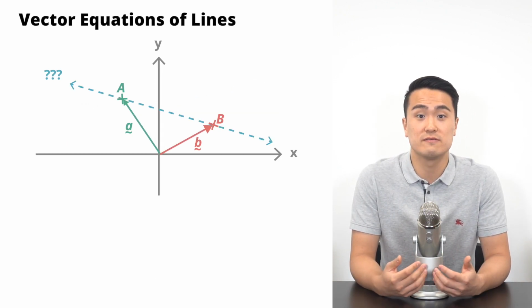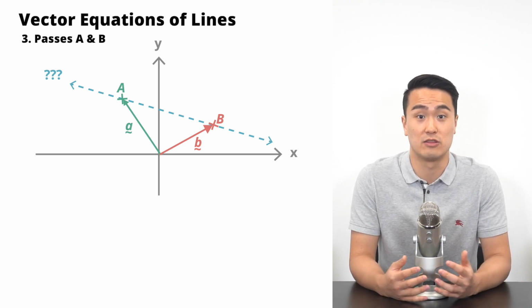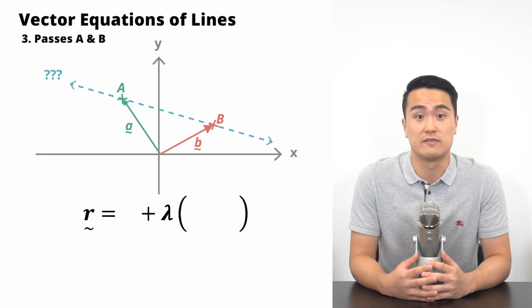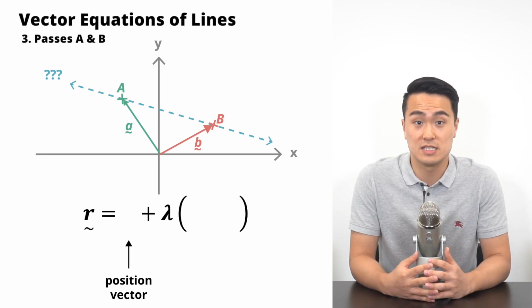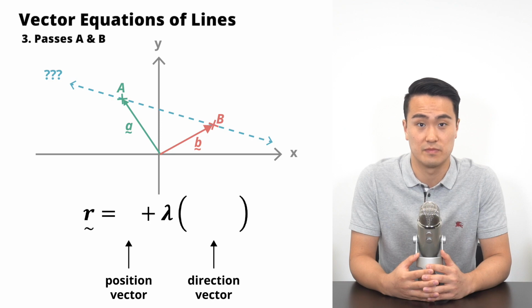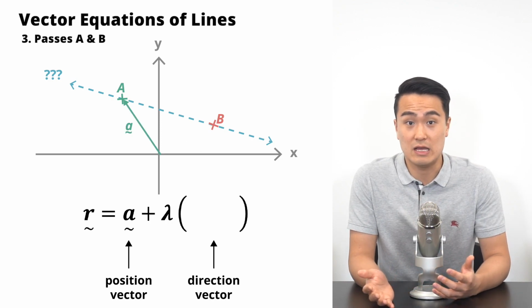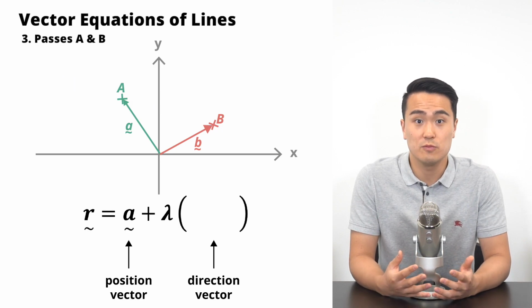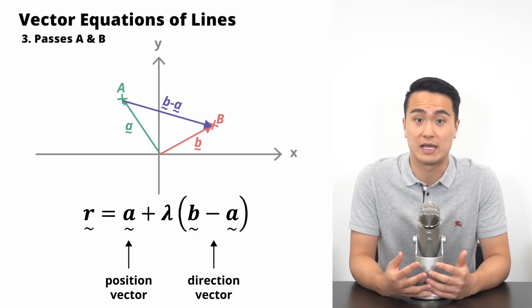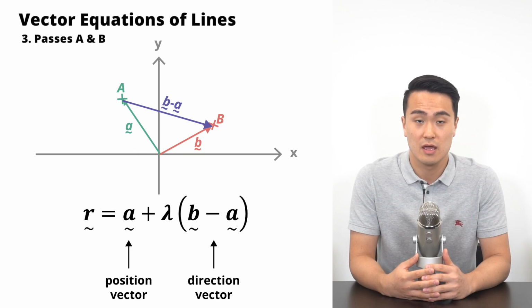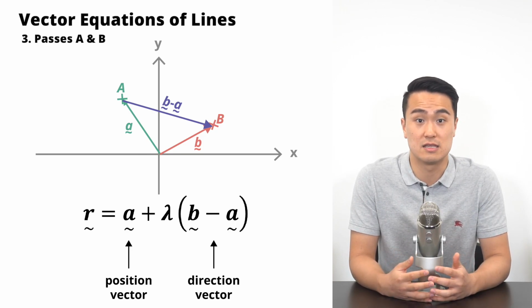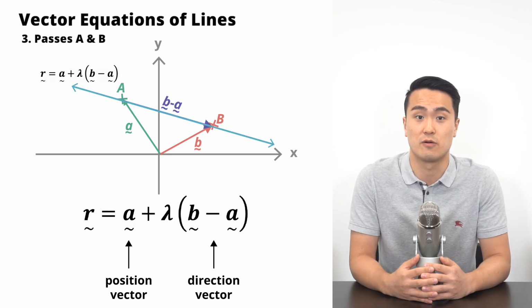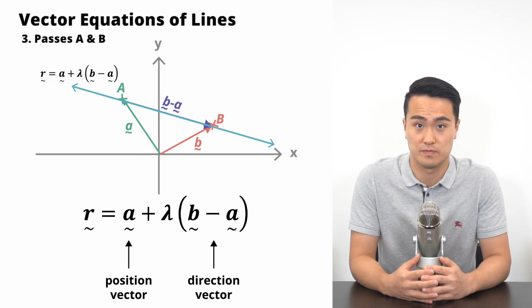Now say we want to find the equation of a line through 2 points, A and B. To extract the vector equation of a line, we just need to find the position vector and the direction vector. We can use either vector A or B as the position vector since they both lie on the line. Then we just need to derive the direction vector by calculating vector AB. Recall that the vector AB is the position vector B minus A, so this becomes the vector equation of a line through 2 points.